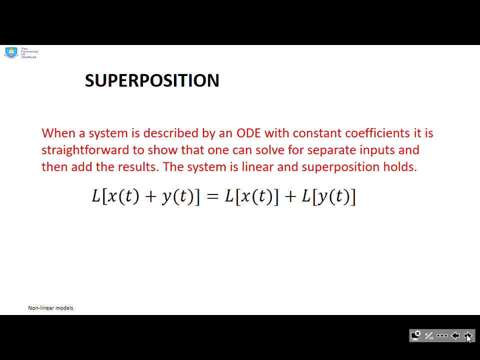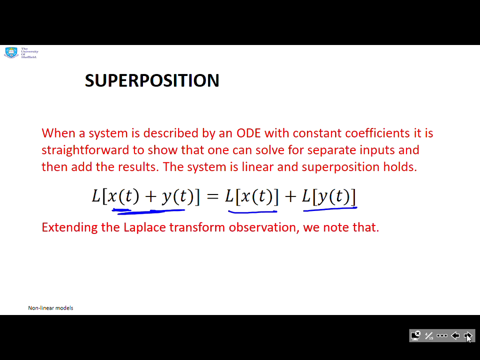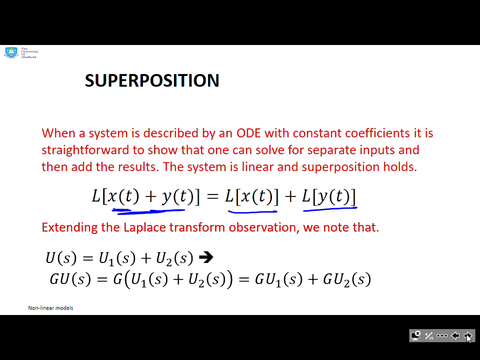Superposition. When a system is described by an ODE with constant coefficients, it's straightforward to show that you can solve for separate inputs and add the results, and superposition holds. So for example here with Laplace, Laplace of x plus y is the same as Laplace of x plus Laplace of y. Or if you extend this and start looking at transfer function models, you will see that if you have an input u1 plus u2, then g times u1 plus u2 is the same as gu1 plus gu2. So if you're using Laplace transforms, it's implicit that the system is linear.